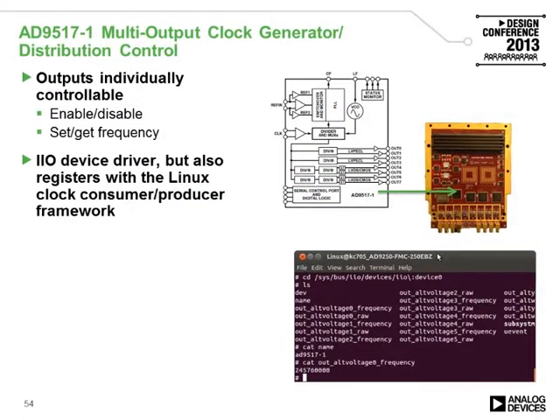This example shows the AD9517 multi-output clock generator with distribution control found on the FMC-ADC ADC1 board. The device driver allows you to set and get frequencies in Hertz and to enable or disable specific output channels. Besides the user interface, it also implements a kernel interface, allowing other device drivers to utilize the same functionality the driver exports.